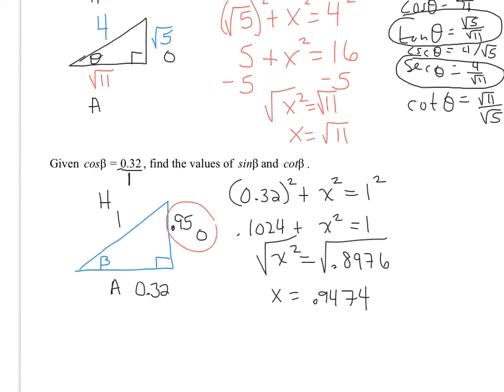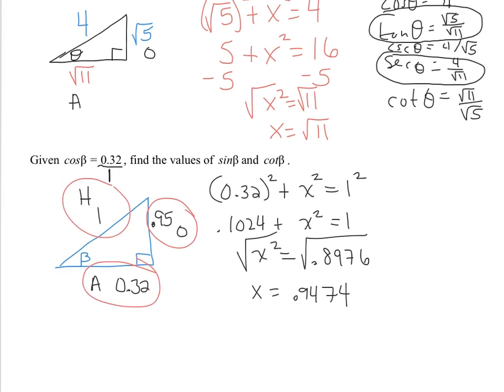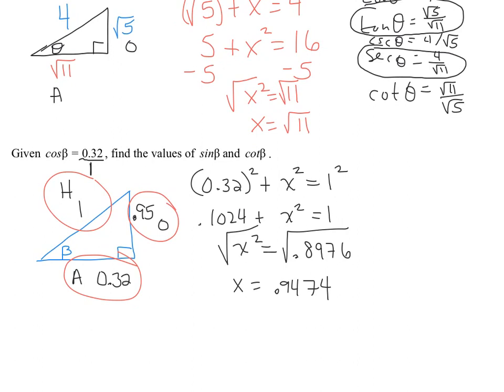So now I've got my opposite, my adjacent, and my hypotenuse. I can set up any ratio I want. So it asks for the sine. So the sine I know is the opposite over the hypotenuse. So sine is going to be 0.95 divided by 1, or just 0.95. Now cotangent I know is the flip of tangent. Tangent is opposite over adjacent, so cotangent would be adjacent over opposite. So that would be 0.32 over 0.95.